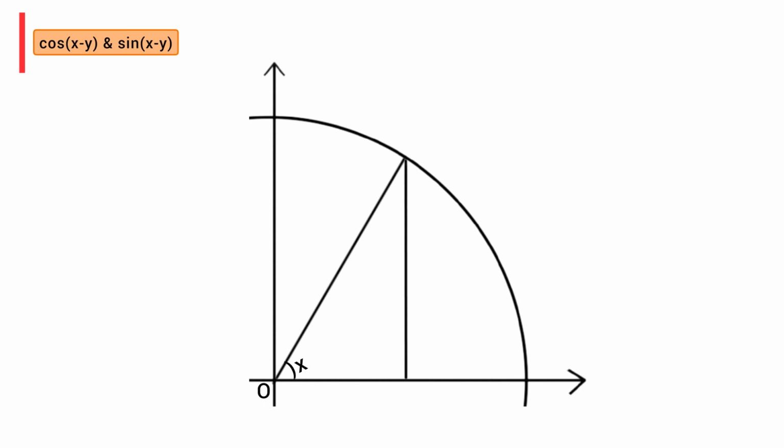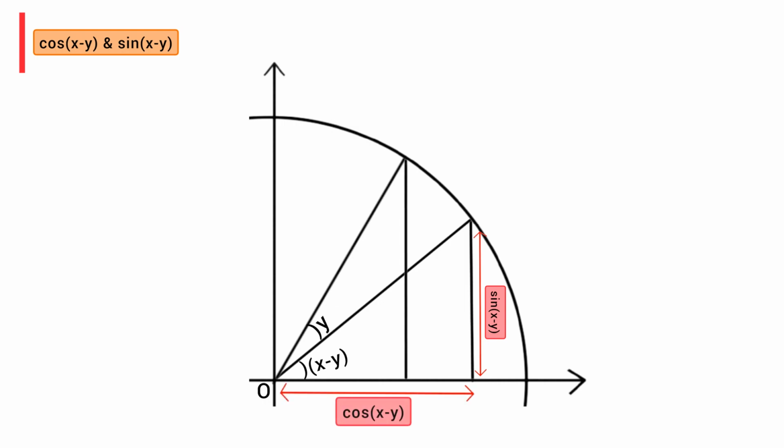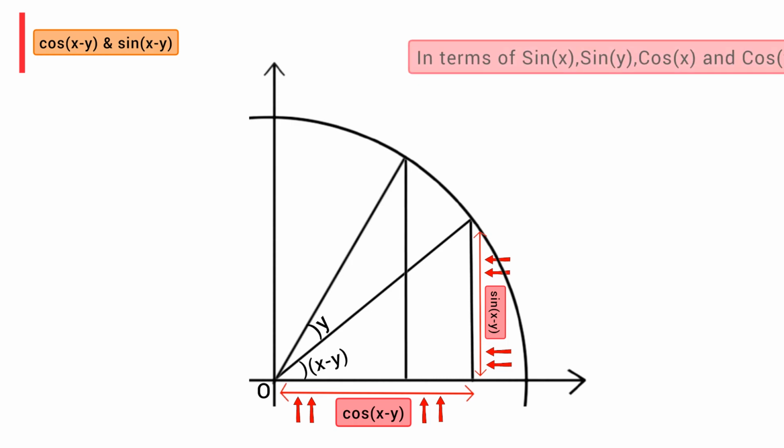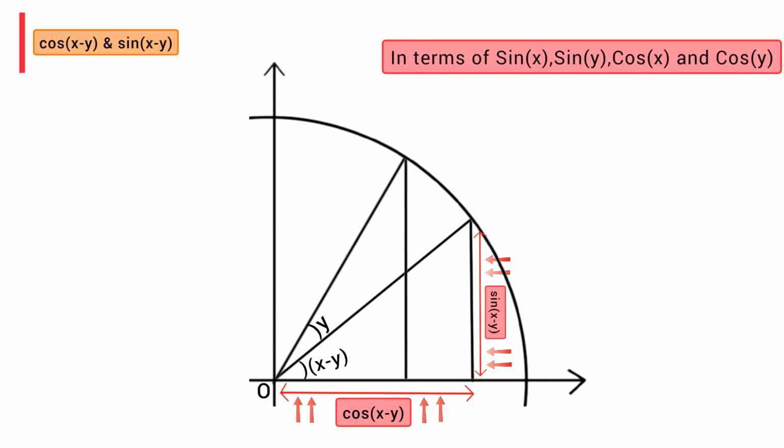After that, let us decrease the angle by y radians. The new triangle formed by the angle x − y has an opposite side with a length equal to sin(x − y) and an adjacent side whose length is equal to cos(x − y). We are interested in the length of the cos(x − y) side and sin(x − y) side in terms of x and y individually.